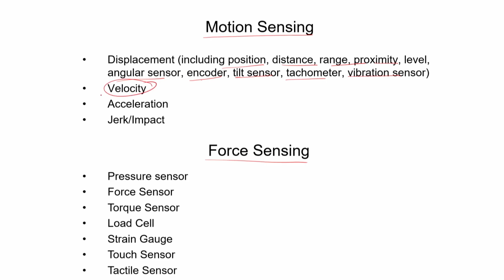Then you have velocity sensing, then you have acceleration sensing and jerk and impact sensing. So, these are all related to motion sensing. The other type of fundamental sensors are required for force sensing, like pressure sensing, force itself, torque sensing, load cell, strain gauge, touch sensing and tactile sensing. So, these two major groups of sensors are what is going to dominate in our choice of sensors in terms of giving us feedback from certain mechanisms, from certain structures, and then make a system adaptive.